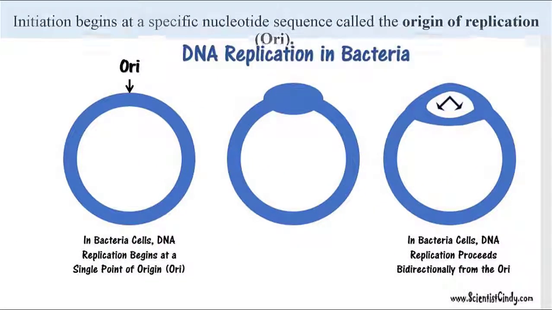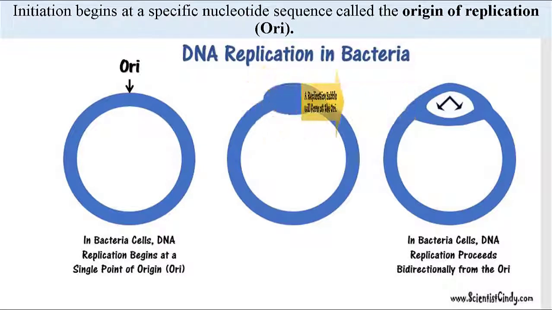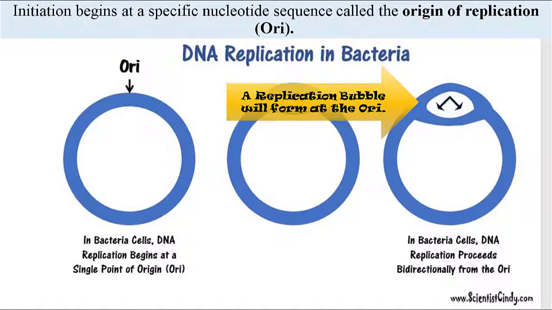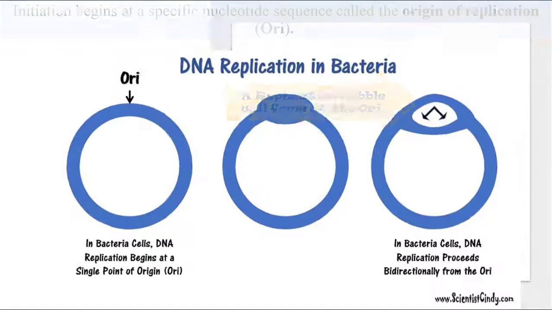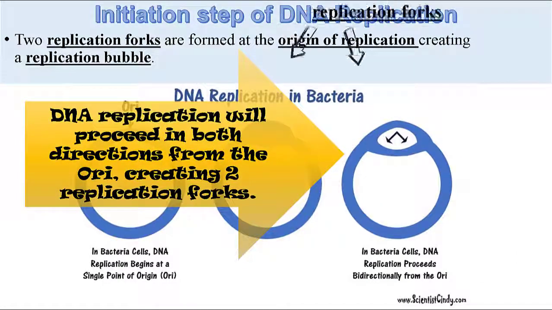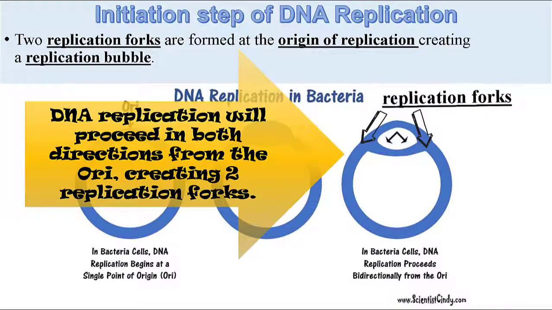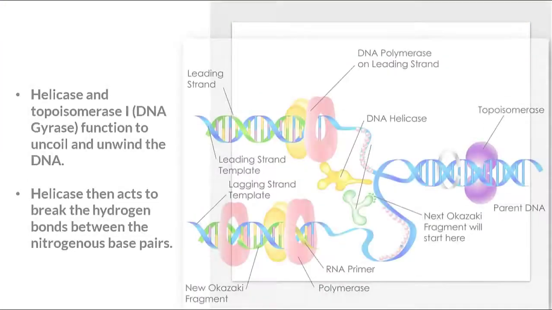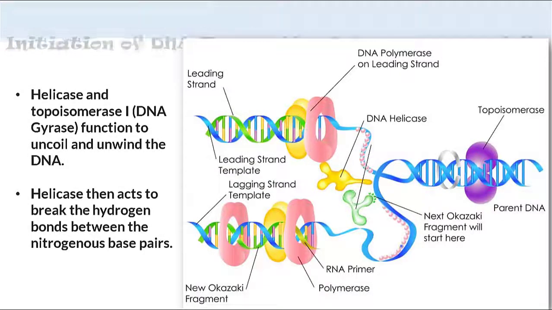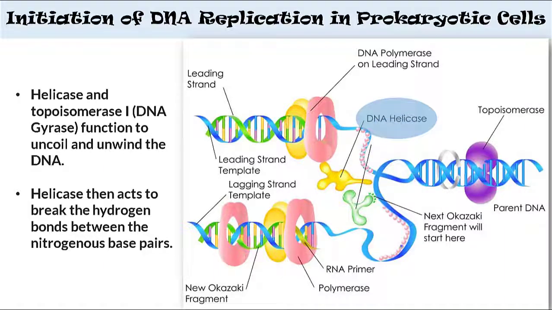Soon after DNA replication has been initiated, a replication bubble will form at the ORI. DNA replication will proceed in both directions, or bidirectionally, from the ORI. This creates two replication forks. Helicase and topoisomerase I, also known as DNA gyrase, function to uncoil and unwind the DNA.